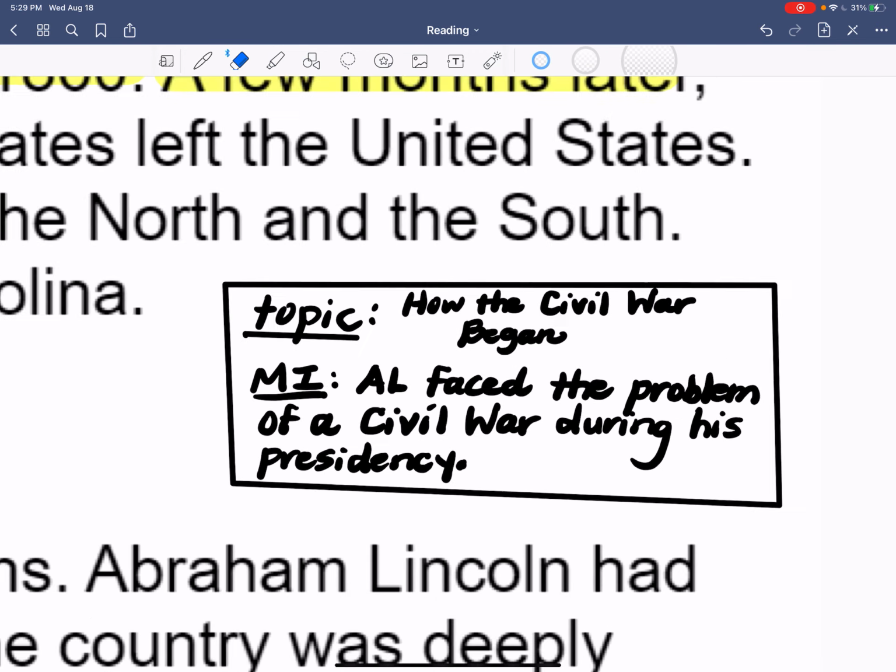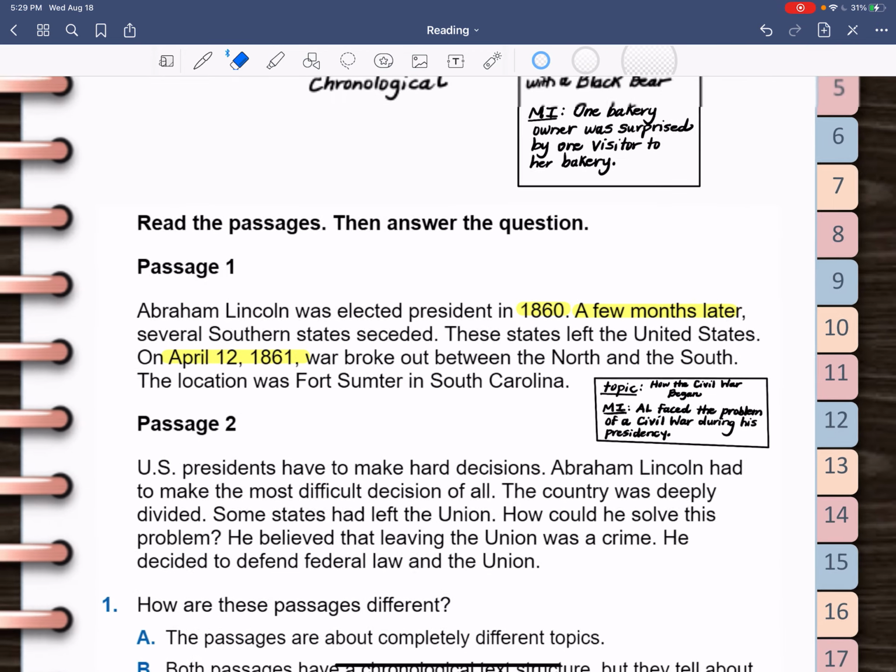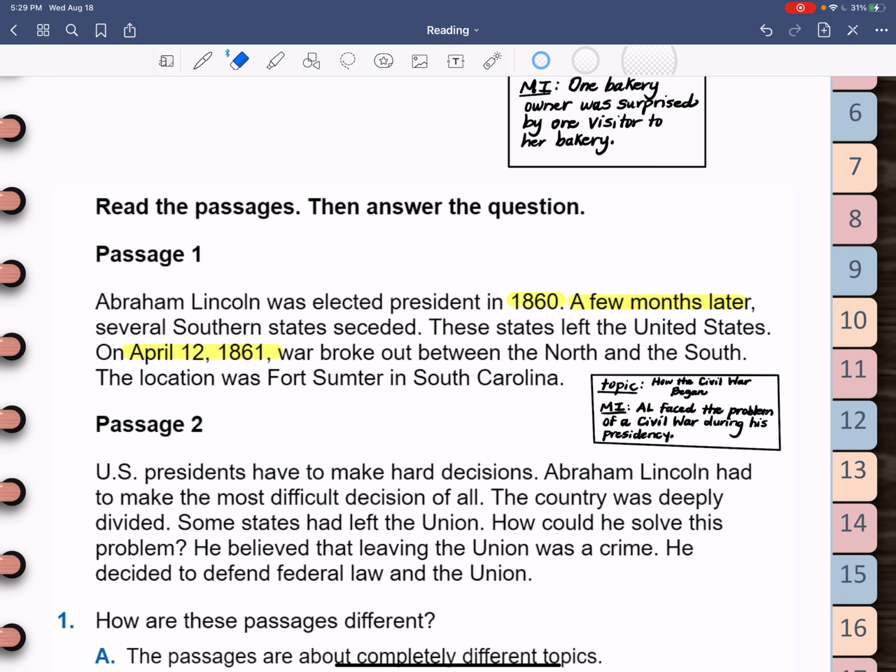And even though I've used the word problem in this passage, I would say that its text structure is chronological, because it's telling me the order in which things happened. Those dates are very, very helpful to establish chronological order.